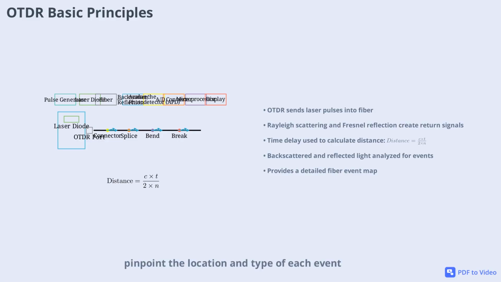Two main physical effects are at play: Rayleigh scattering, which causes light to scatter in all directions due to microscopic variations in the fiber, and Fresnel reflection, which occurs at abrupt changes in material density, such as at connectors or breaks. The OTDR measures the time delay between sending and receiving the pulse to calculate distance, using the formula distance equals c times t, divided by 2 times n, where c is the speed of light, t is the time delay, and n is the fiber's index of refraction. This process provides a detailed map of the fiber's condition.